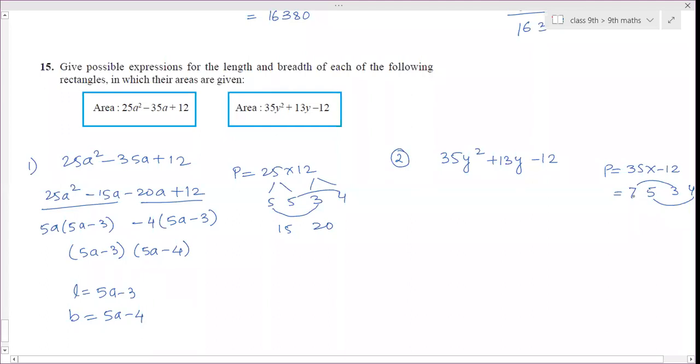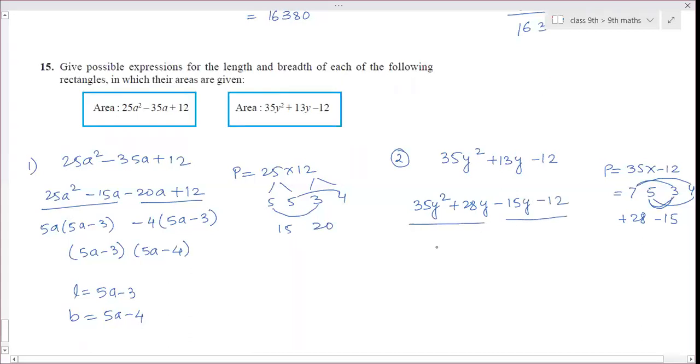Then 7 4s are 28 and 5 3s are 15 will work. 28 and 15, the difference is 13. So now out of this, the larger number should have the middle term's sign and the second one is opposite. So 28 should have plus sign and 15 should have minus sign. So 35y square plus 28y minus 15y minus 12.